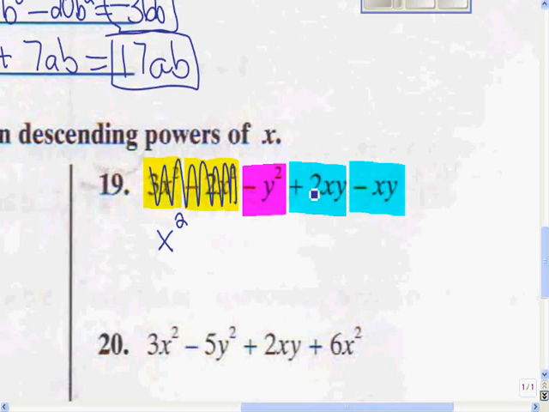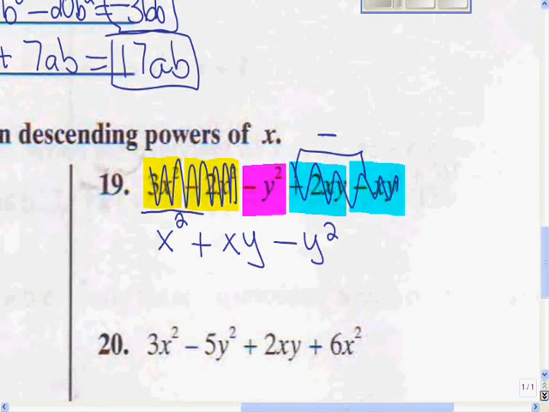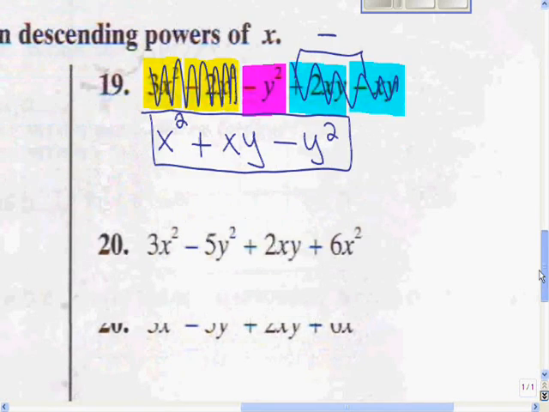See that? Here, we've got 2xy and a negative xy. Well, the signs are different, so I know I'm going to subtract. And then the bigger number is positive, so I know that my answer is going to be positive. So 2xy minus 1xy just leaves me with 1xy. Right? Then here I've got negative y squared. That's my answer. Okay, let's go to the next one.